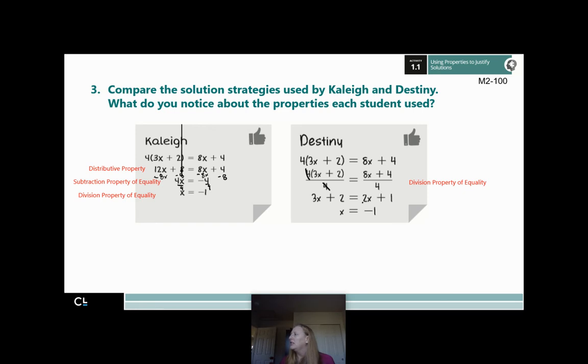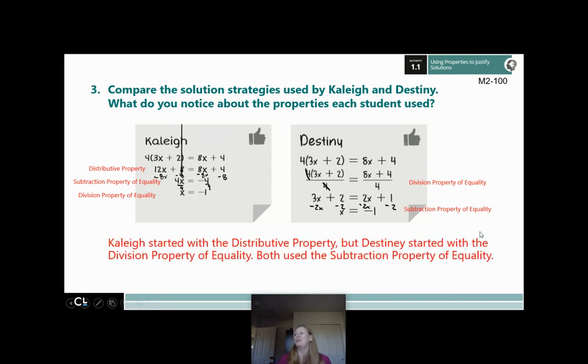And then it looks like she went crazy with the subtraction property, because it looks like she subtracted 2x from both sides and at the same time subtracted 2 from both sides. Man, these gals are serious about their subtraction property of equality. They are not messing around. It's interesting because they both used division property and subtraction property, but not in the same order. And in fact, you'll notice Destiny didn't even use distributive property.